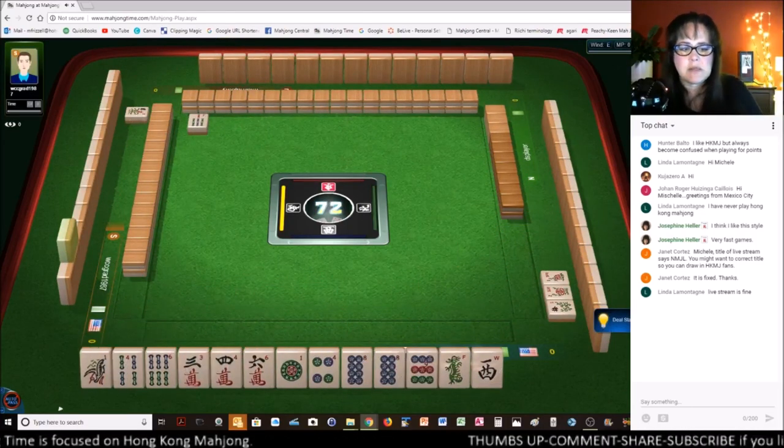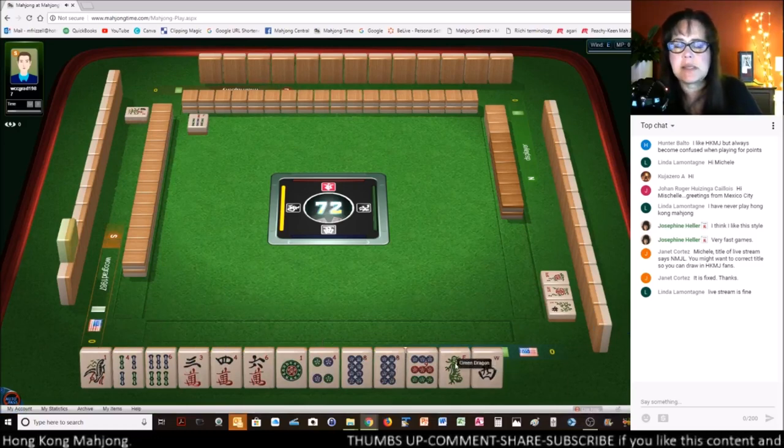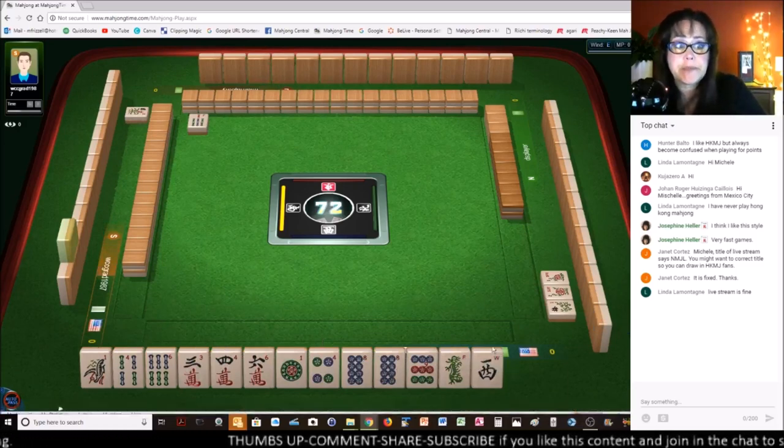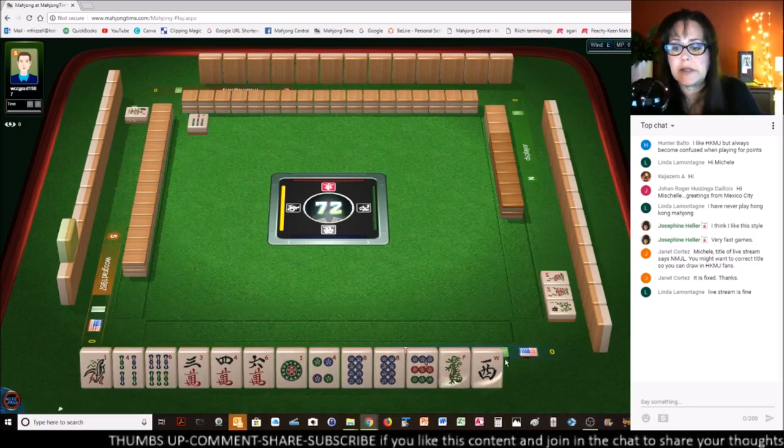Seven bamboos. Okay, so let's see. We have mixed suits, two single honors. I think we should play all chow. All three in a sequence here. West wind.